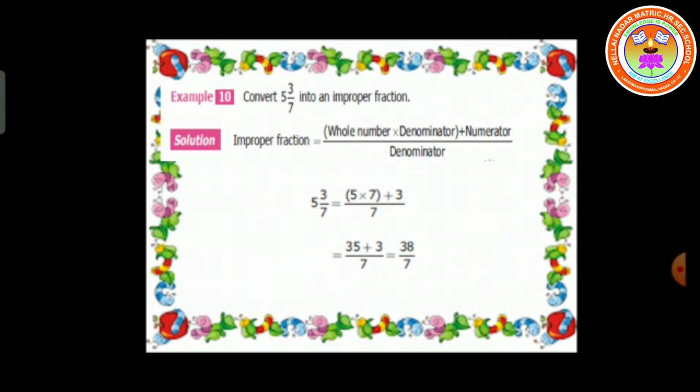How can you identify it as an improper fraction? Because the numerator is greater and the denominator is lesser. Is it clear? This is also very important. Conversion of mixed to improper fraction. Okay?